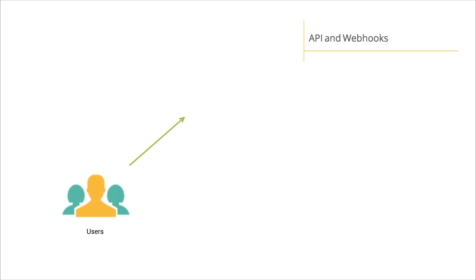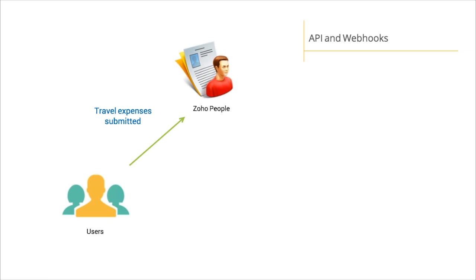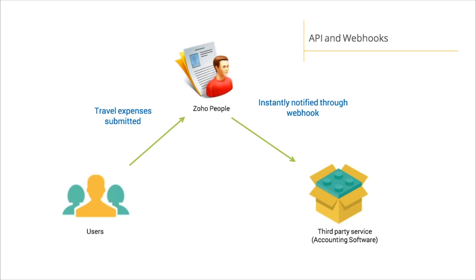Let's say a user submits a travel expense record through a form in Zoho People. A notification will be instantly sent to the accounting system using a webhook. And this is done by invoking an API. Now, once this is done, the travel expense will be automatically reimbursed to the user. Alternatively, instead of using a webhook, an API could be used if the payments are only periodic in nature and are not instant.